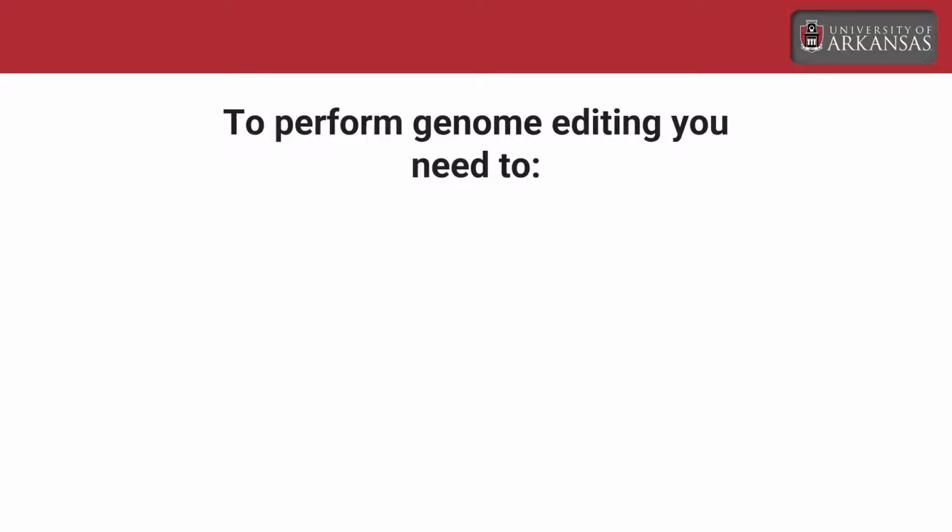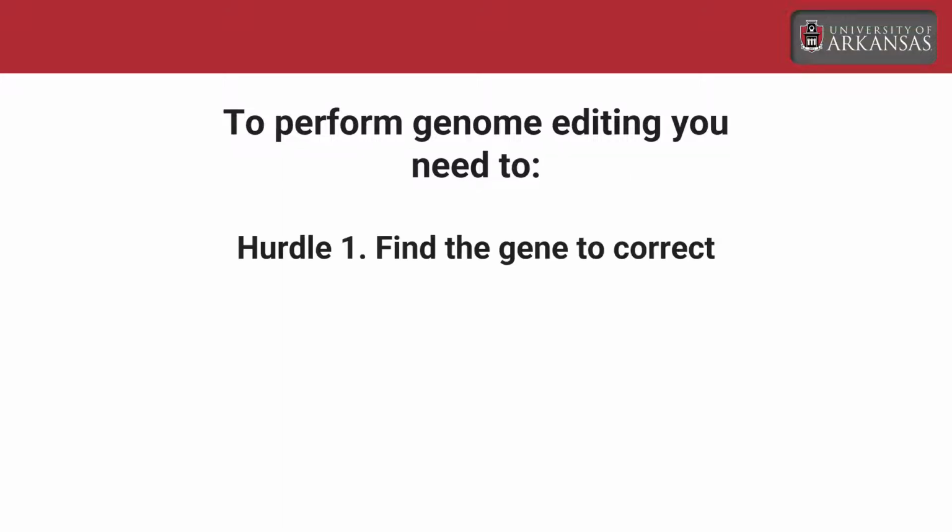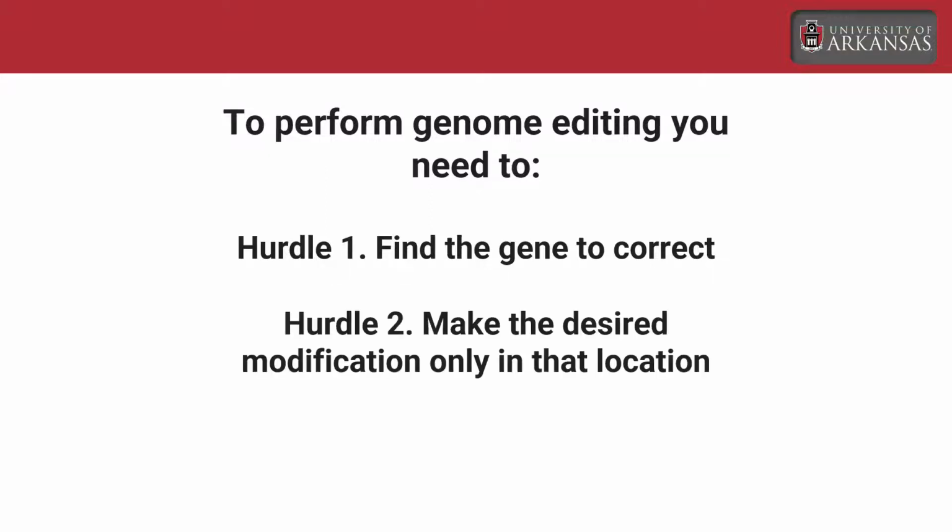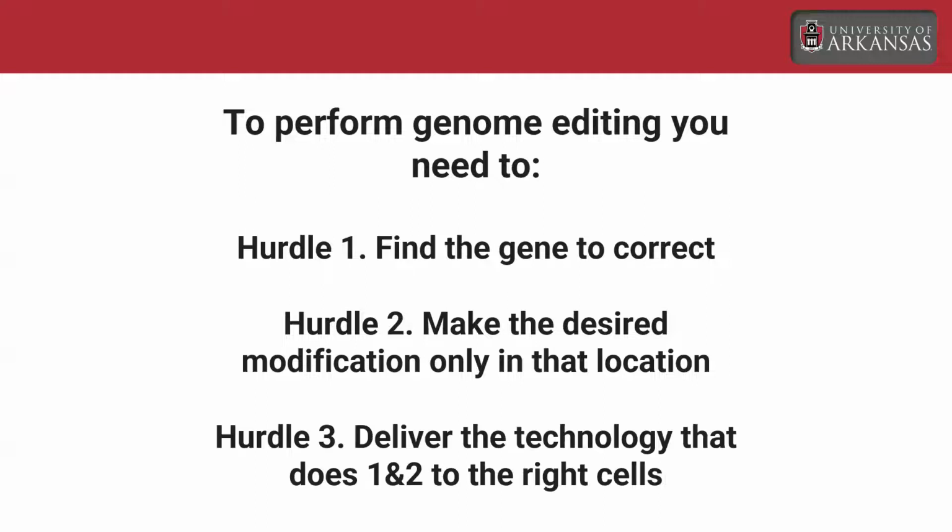So what do we need to do to fix the DNA? There's a few steps we try to think about when we're designing these types of things. The first is we have to find the gene that we need to correct. Human genome is humongous. It's 3 billion bases long. So how do we find it in that mess of DNA? Number 2 is we need to make the desired modification at that location, but only in that location. We don't want to edit other genes and cause something even worse to occur.